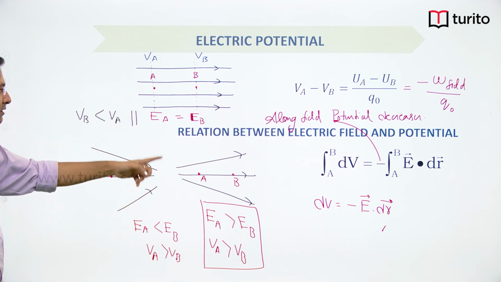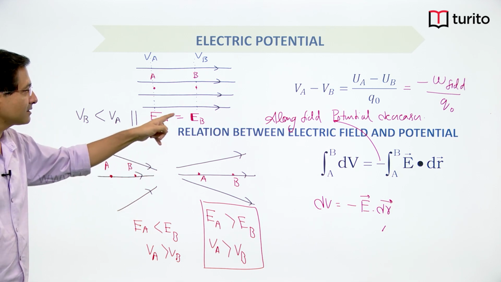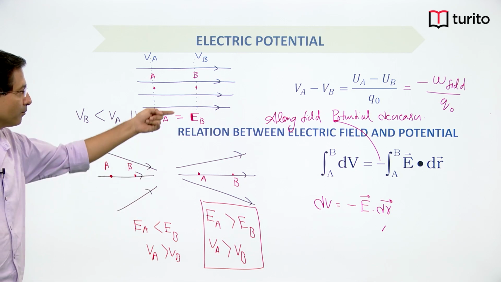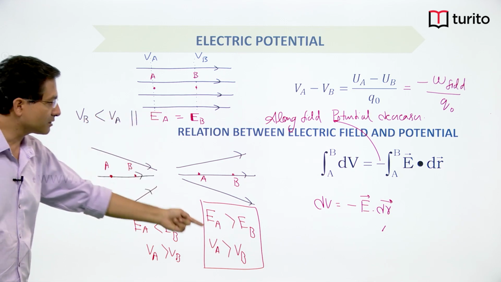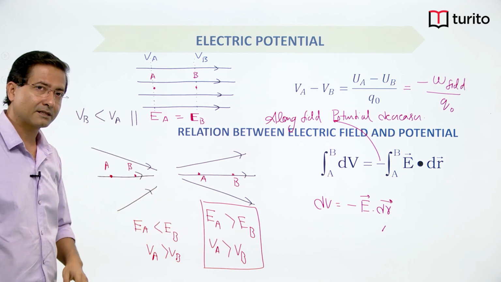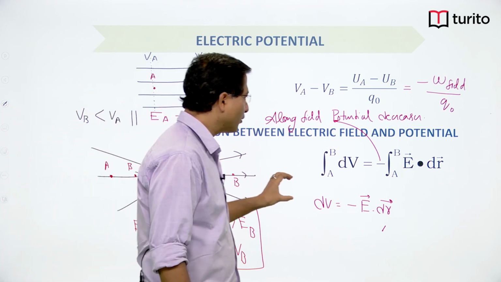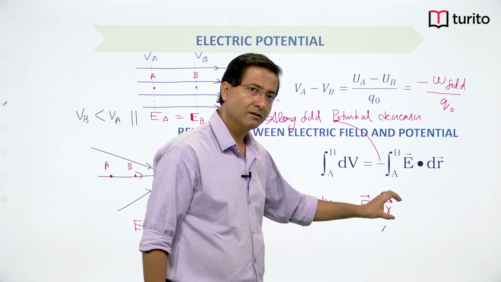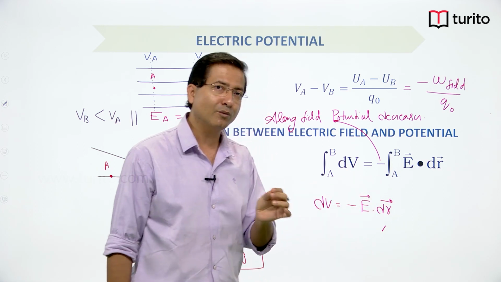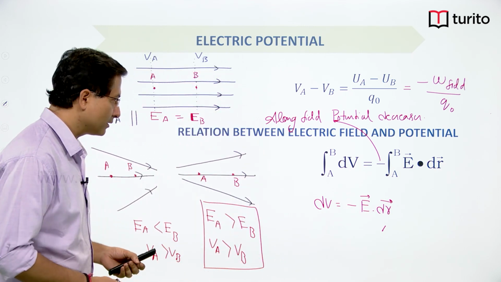In all the situations, the relation between fields is different. Here EA is equal to EB, EA is greater than EB, EA is less than EB, but the potential relation is the same in all the cases, right. So, this is the most important relation when we are interested in calculating the potential difference between 2 points in a space, right. And look at this one.